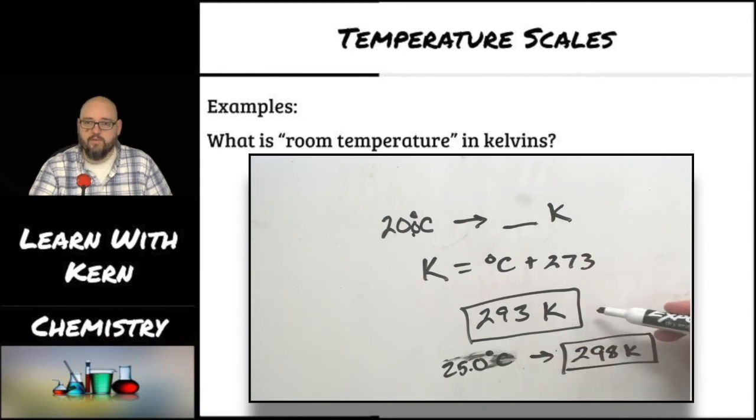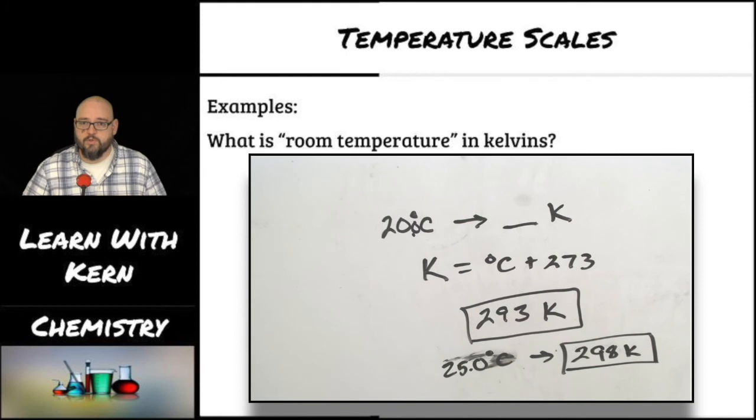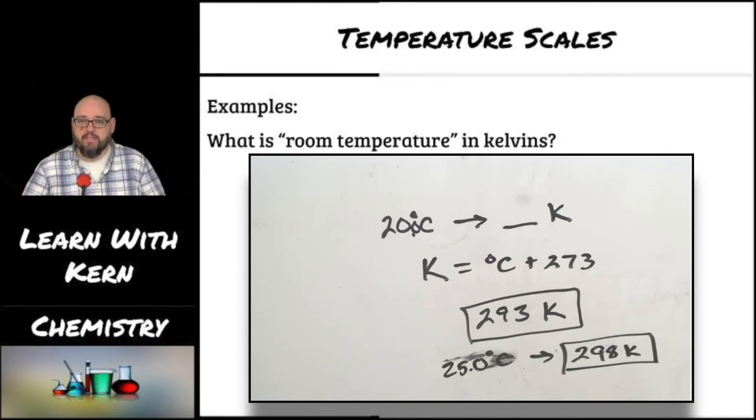I've heard 20 degrees Celsius used. I've heard 25 degrees Celsius used as room temperature. So if I were to actually give you a problem like this on an assignment, I would specify what the actual temperature is. But the point here is that converting from Celsius to Kelvin is really simple. You simply add 273 to your Celsius temperature.